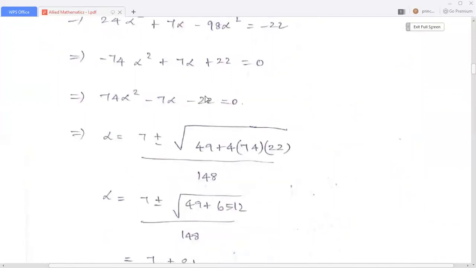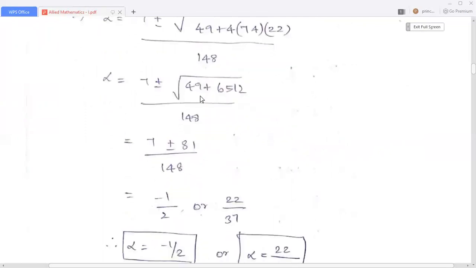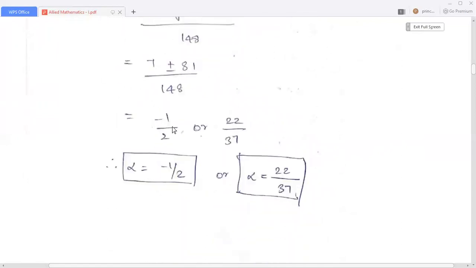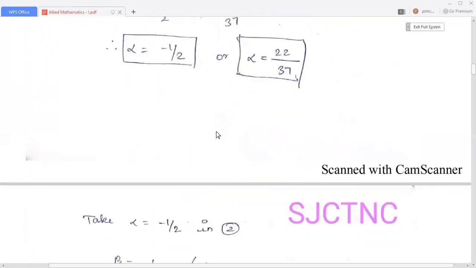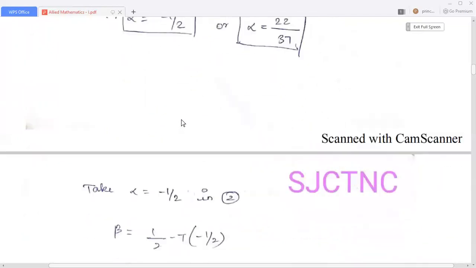If you solve this quadratic equation, we get two values for alpha using the formula minus b plus or minus root of b square minus 4ac by 2a. When you substitute the values, we get alpha equal to minus 1 by 2 or 22 by 37. Here we avoid alpha equal to 22 by 37. We take only alpha equal to minus 1 by 2.